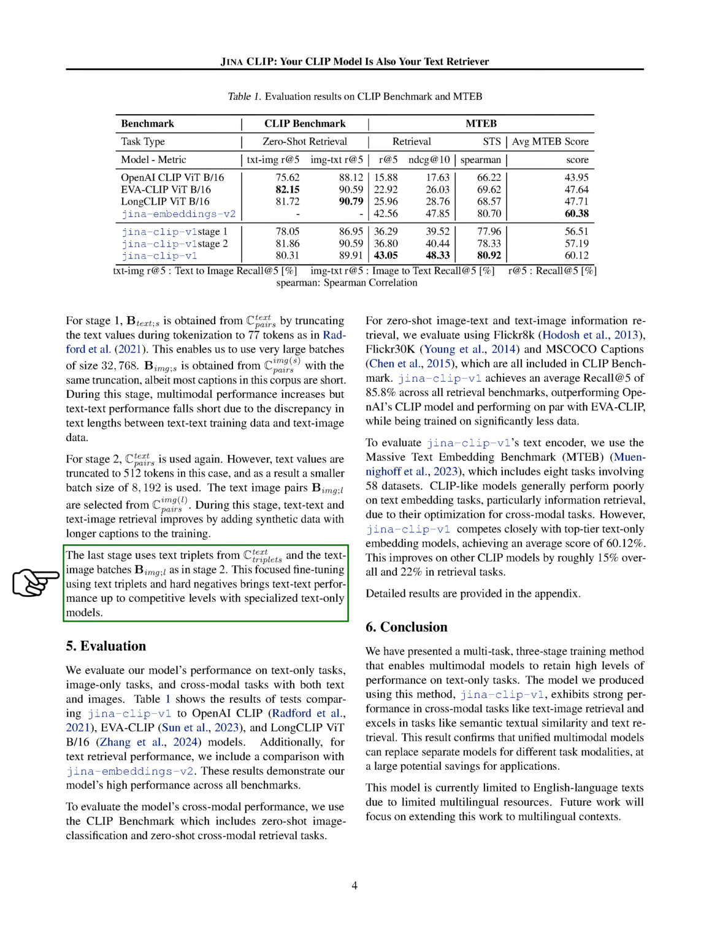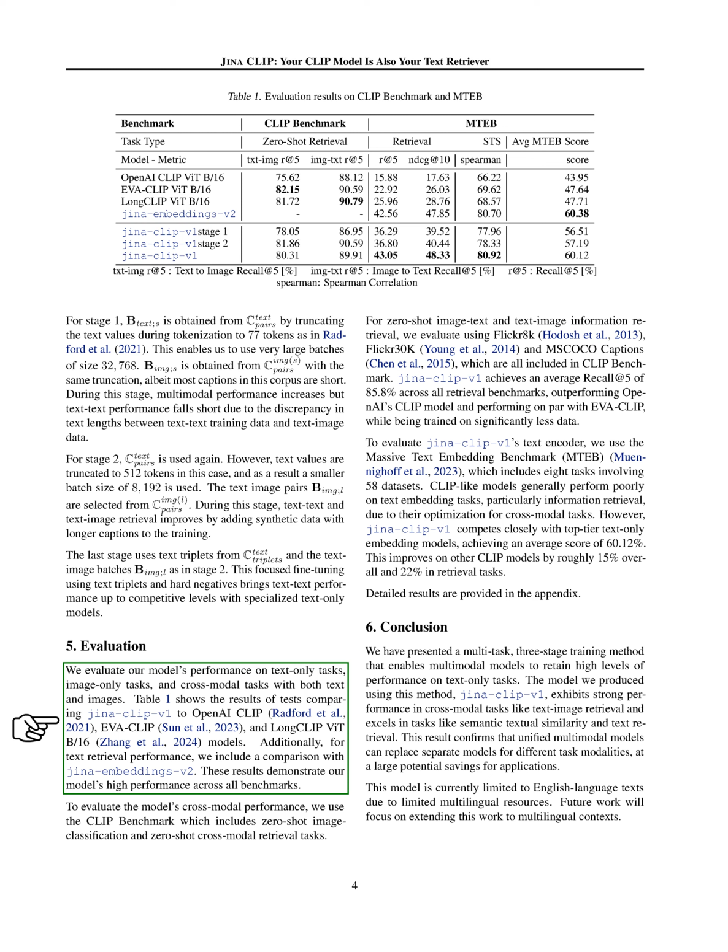Section: Evaluation. In this section, we assess our model's performance on various tasks involving text, images, and a combination of both. We compare our model's results with those of OpenAI CLIP, EVA CLIP, and Long CLIP ViT-B16 models. We also include a comparison with another model for text retrieval performance. Our model demonstrates strong performance across all these different tests. To evaluate how well our model performs with both text and images, we use the CLIP benchmark, which includes tasks like zero-shot image classification and cross-modal retrieval.